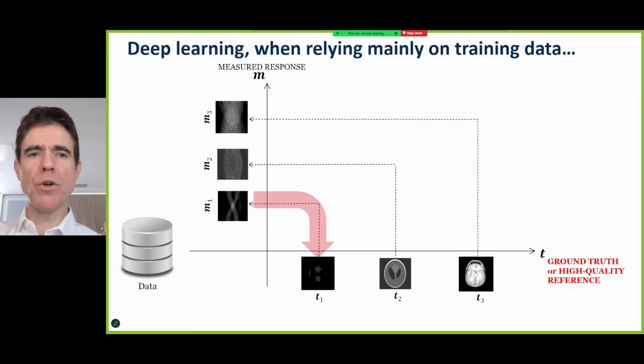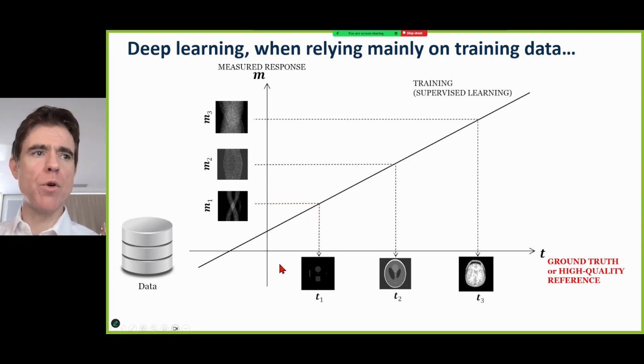And a key point to notice is that on this axis here, we would have ground truth or high quality reference data. High quality reference data could correspond to a very high count acquisition, or if you've got simulation available, it could be the ground truth image. And then you're linking these ground truth images or high quality references with noisy measured sinograms. The goal then is to find this mapping that takes you from the noisy sinograms to the high quality references. And so we're calling this supervised learning.